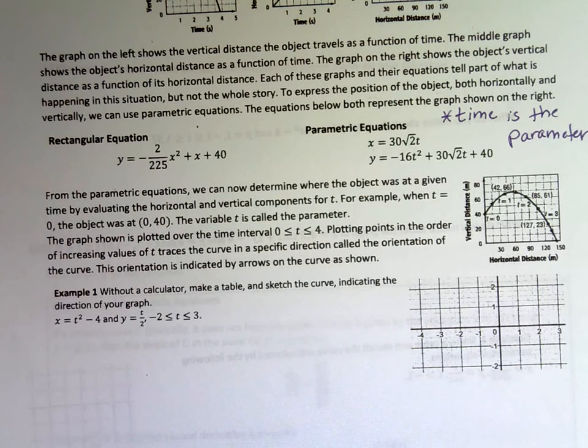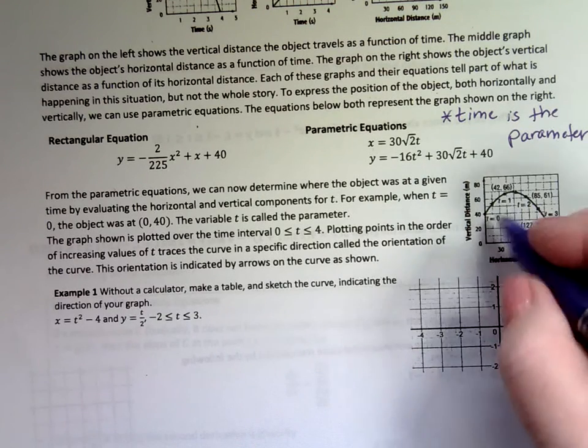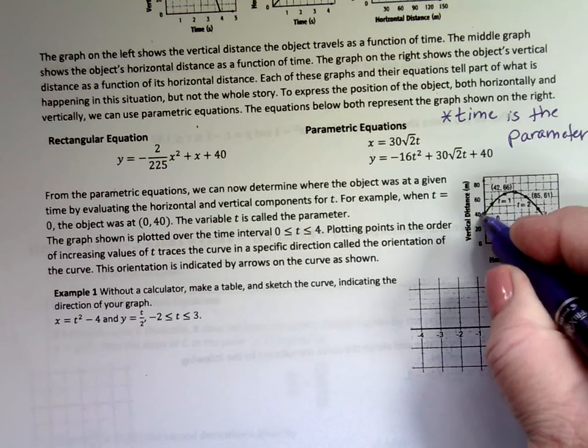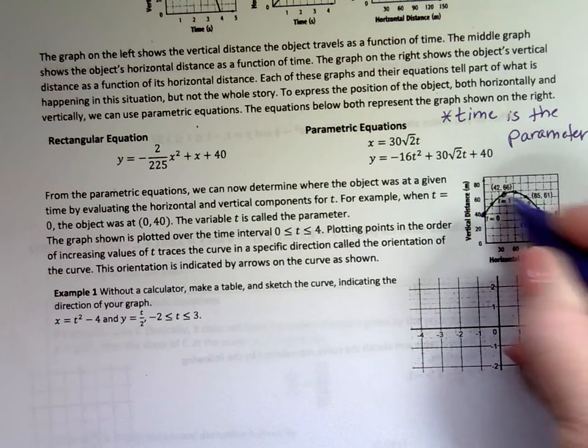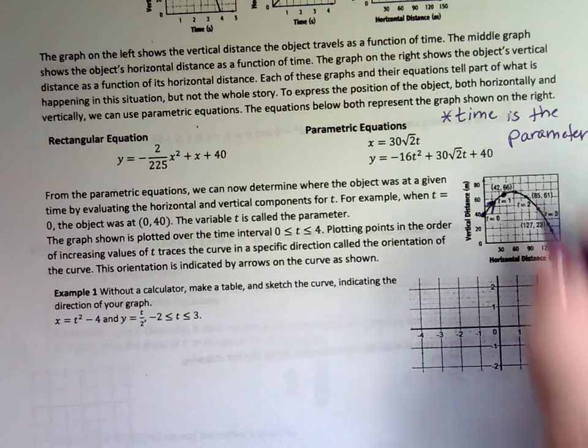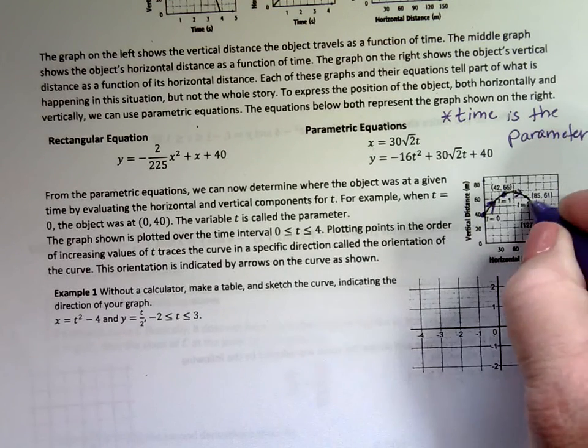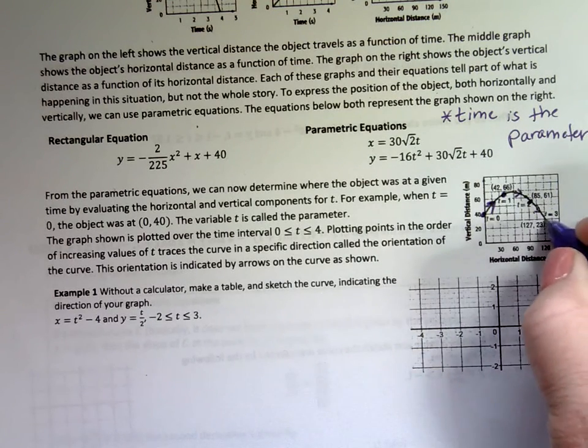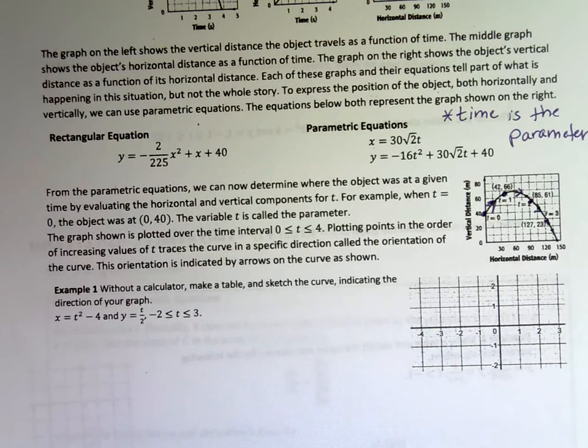The graph shown is plotted over the time interval from 0 to 4. Plotting points in order of increasing values of t traces the curve in a specific direction called the orientation of the curve. This orientation is indicated by arrows on the curve, and I don't know that you can see them very well, but if you look closely, it starts out with a t of 0 at 40. If I put a 1 in, I get here, 42, 60, but you'll see there's a little arrow right in there to say it went in that direction. And then there's an arrow here to get to the next point. And then there's another arrow to tell you to get to the next point. And so you use arrows to show the directional value of this.